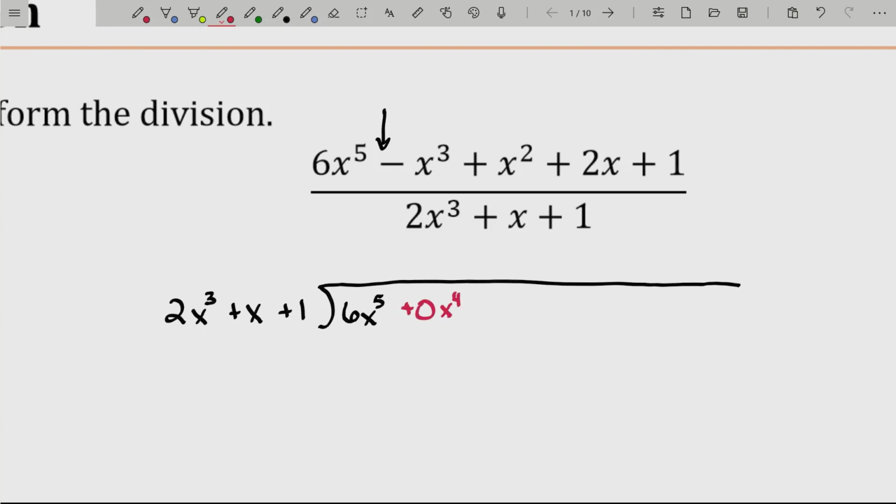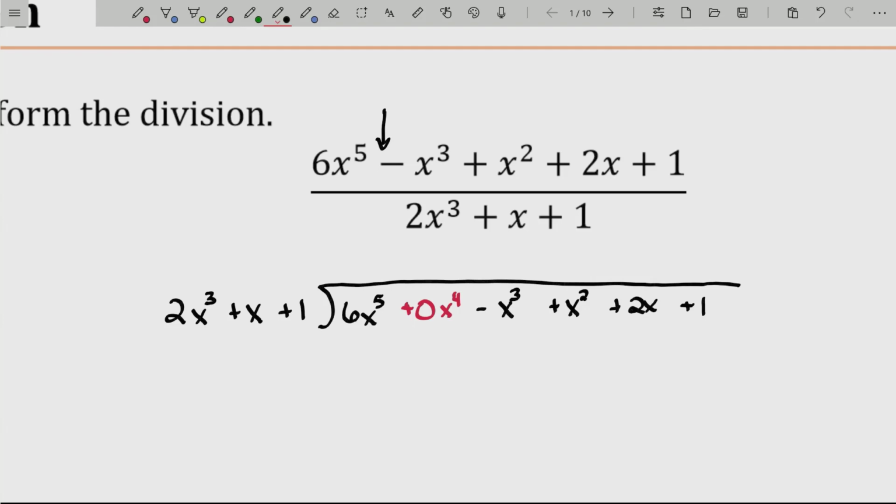And then we have a minus x cubed, and we have a plus x squared, and a plus, what is that, 2x, and a plus 1. So every single power of x is represented right there. I didn't really need it in the divisor here. I did not need to worry about that, but I do need it in what we would call the dividend here. And so let's go ahead and do this.